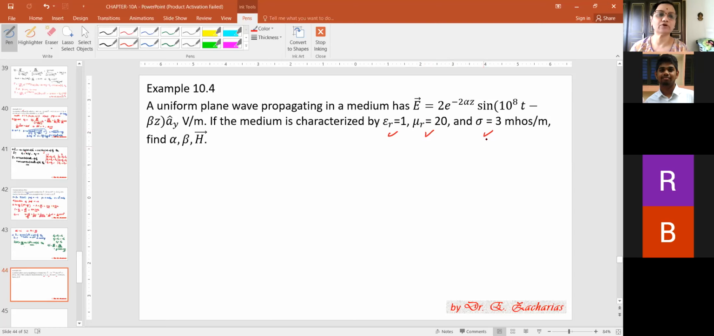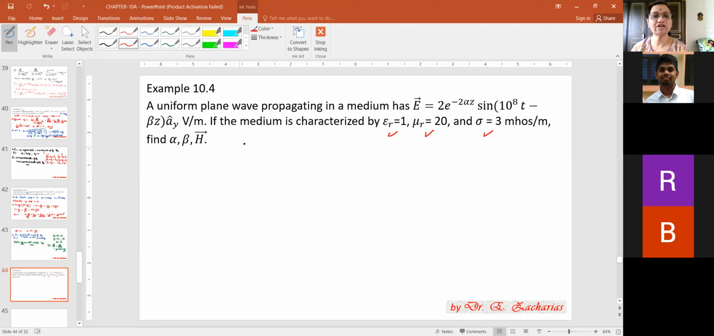Look at epsilon. Look at sigma. Sigma is 3 ohm inverse per meter. That is a pretty large sigma. Because sigma is large, we have to think that this cannot be a dielectric.